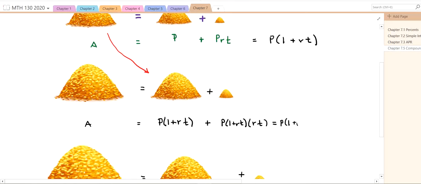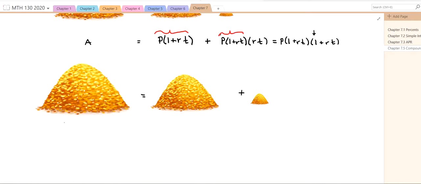Now, if you look at this and use our distributive rule for multiplication, I can pull this P times 1 plus RT out. So I'm pulling this value and this value out, and what we're left with is 1 plus RT. And you'll see if you take this and you multiply it back through, you have to first multiply it by 1, and then you have to multiply it by RT. You're going to end up with this statement over here.